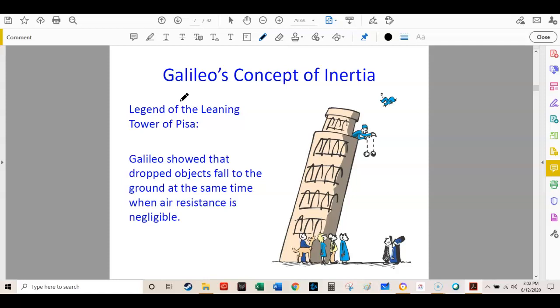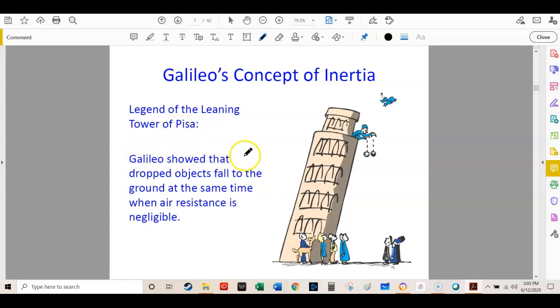But the cool thing is that he was able to make a lot of brilliant discoveries before that, right? Before he got basically pushed out of the church. And so the first one is this, and we've all heard the story of the Leaning Tower of Pisa, not pizza. I love pizza. It's the Leaning Tower of Pisa.